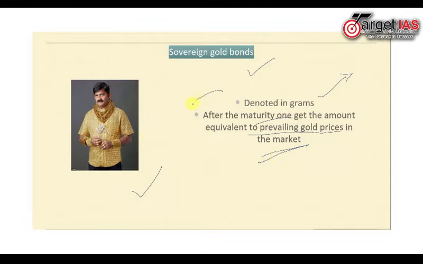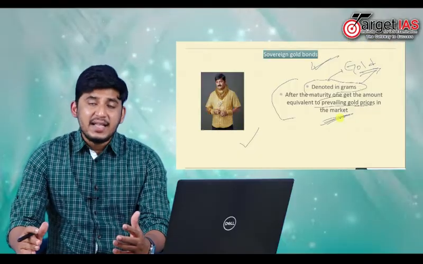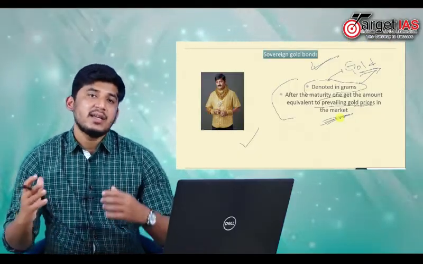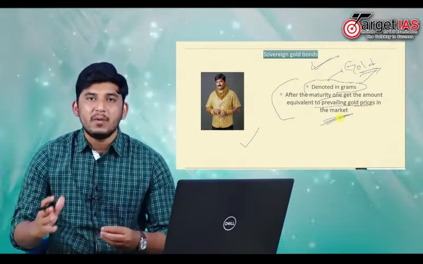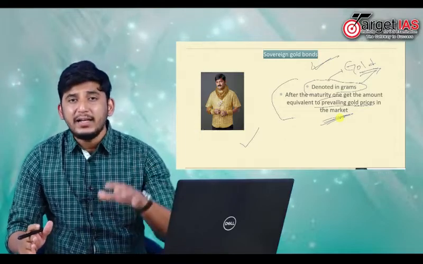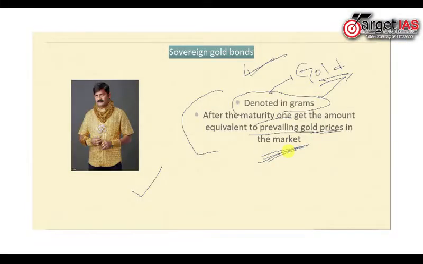So these are the important points. Sovereign gold bond is denoted in grams. It is similar to maintaining in the format of gold, and after the maturity one gets the amount of equivalent gold prices. So why has the government come up with this type of instrument? Because gold is traded and it has an interdependence with other countries as well. In order to reduce the fluctuation between the commodities, the government has come up with an instrument where they can completely control the bonds. So this is about the sovereign gold bond.